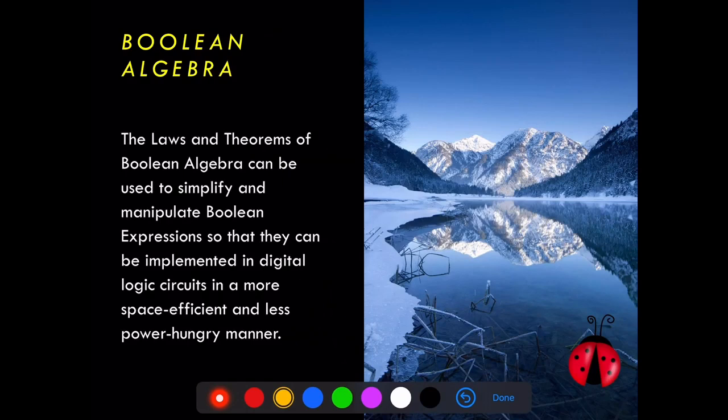So we can see that all the laws and theorems of Boolean algebra can certainly be used to simplify and manipulate Boolean expressions. But our goal in so doing is not simply for mathematic purposes, but to implement digital logic circuits in a more space-efficient and less power-hungry manner.